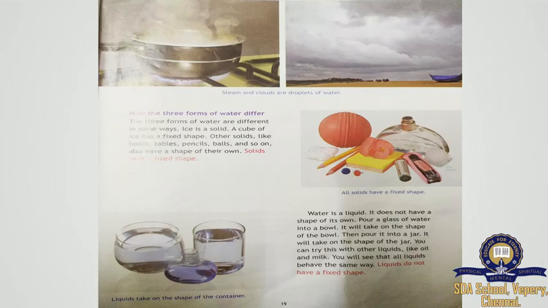How do the three forms of water differ? What are the three forms? Solid, liquid, and gaseous, right? The three forms are different in some ways. Ice is a solid. A cube of ice has a fixed shape. Other solids like books, tables, pencils, balls, and so on also have a shape of their own.